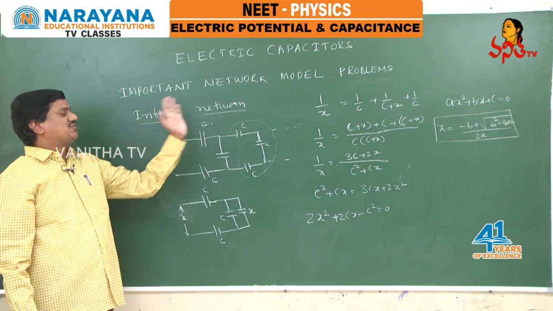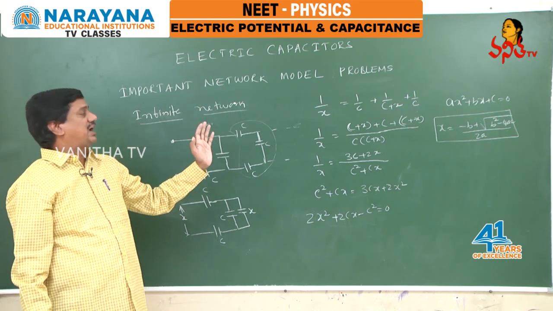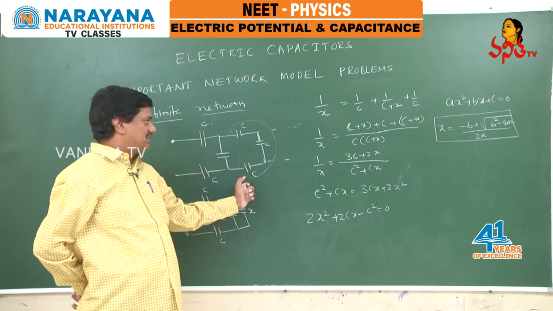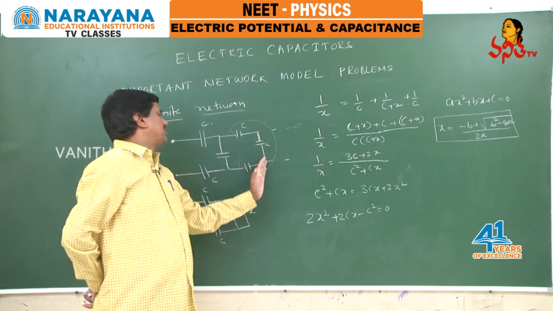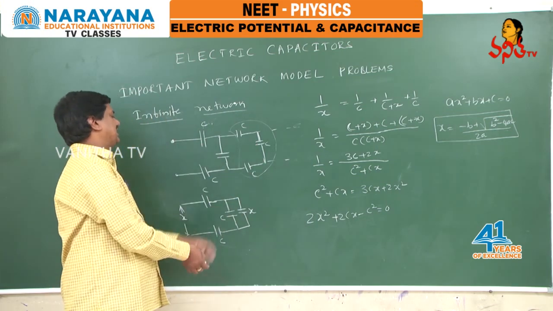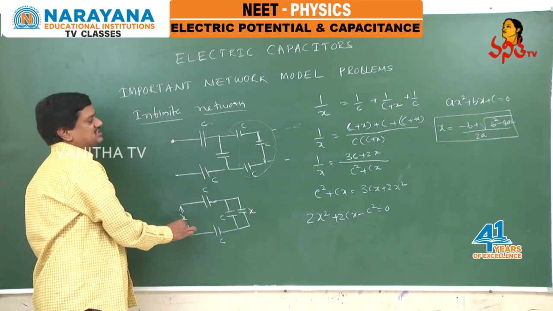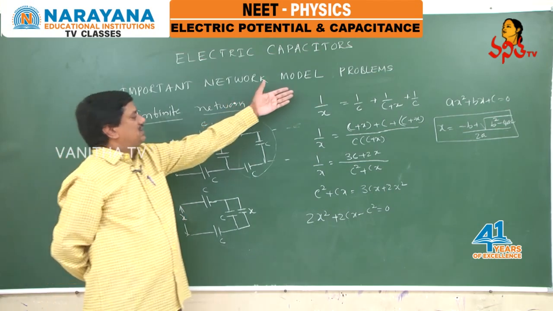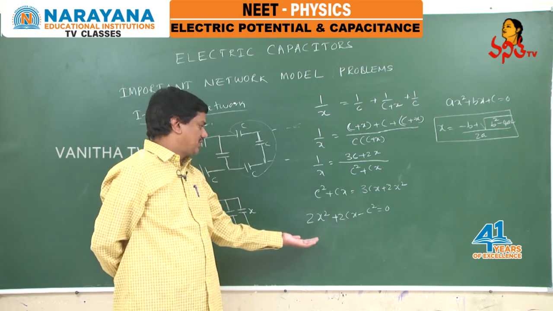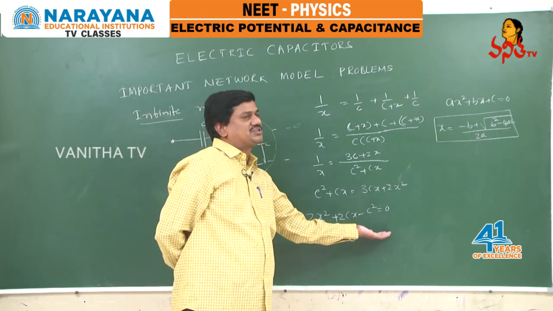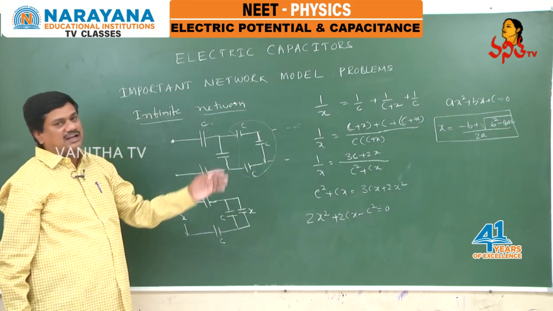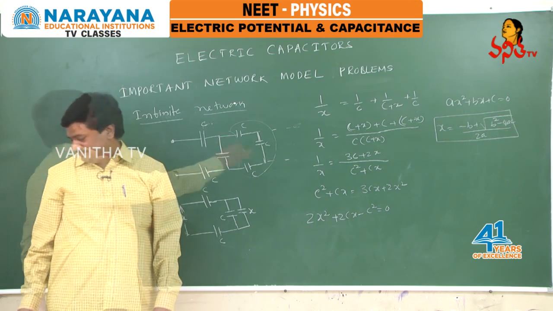Finally, if it is an infinite network, what is the procedure to calculate the effective capacitance? First, identify the part which is getting repeated. Let that part's capacitance be X. The same part is getting repeated, so even this capacitance we take as X. By writing the appropriate combination, we will get a quadratic equation. By using the algebra formula, calculate the effective capacitance of the combination.